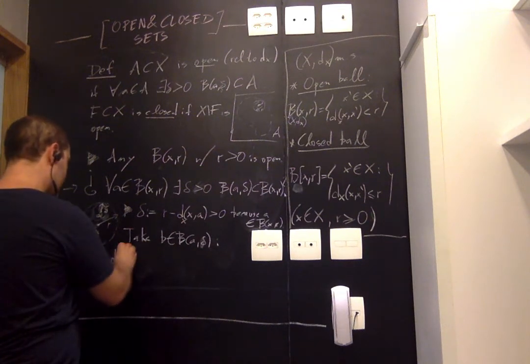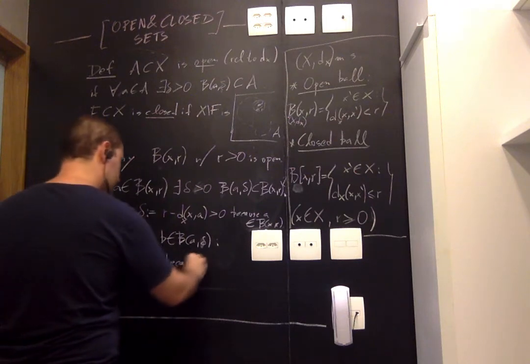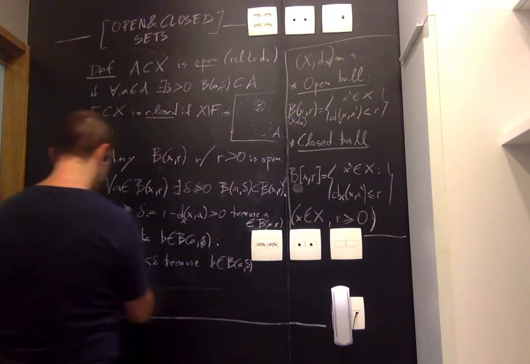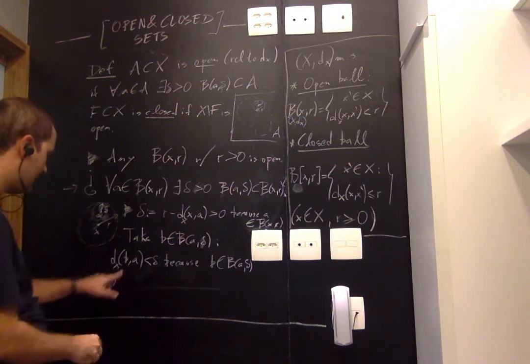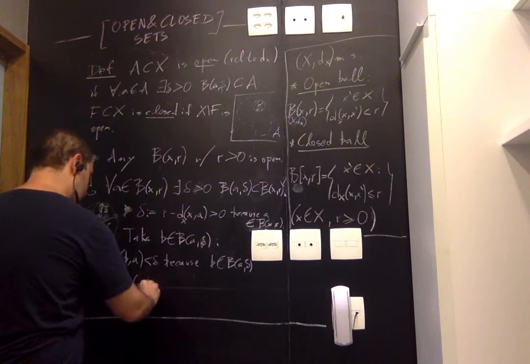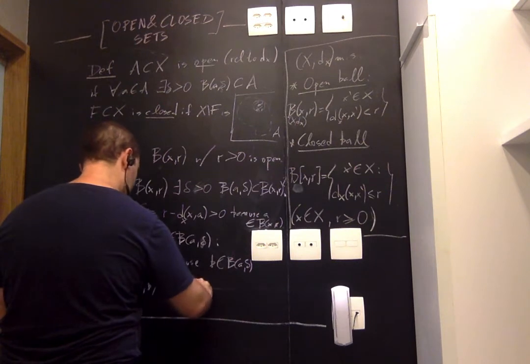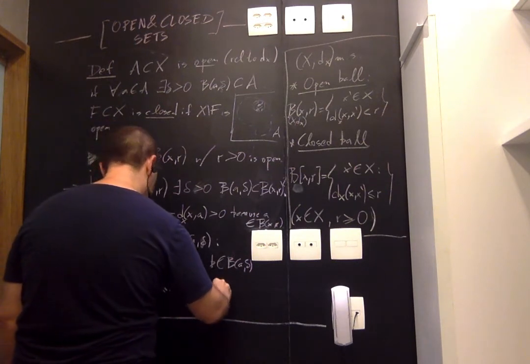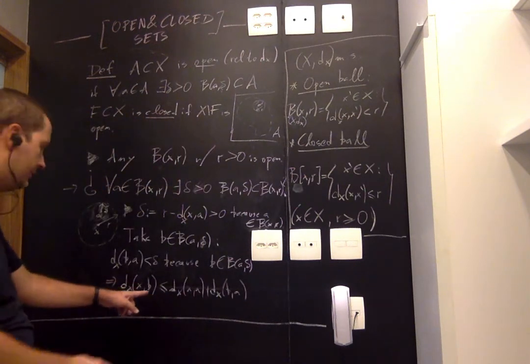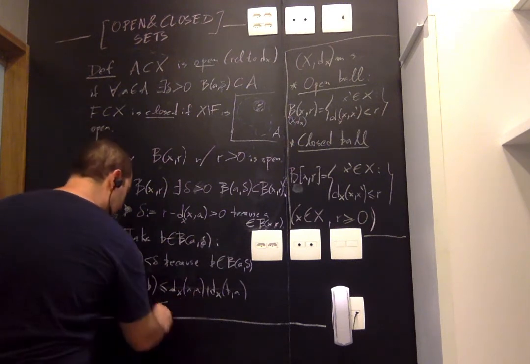Now, we know that the distance between b and a is less than delta because b belongs to the open ball. And now I just say, well, the distance between x and b is less than the distance between x and a plus the distance between b and a. That's the triangle inequality. What about this one? Well, okay, this guy, I'm just going to leave it here.